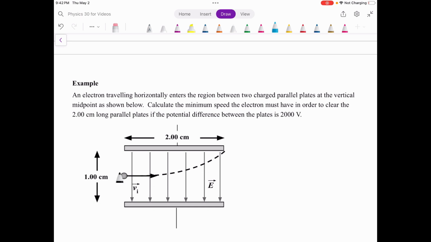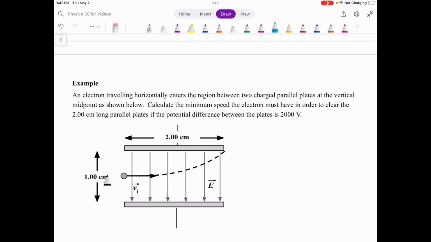Okay, so we've got here an electron that's traveling horizontally, and it enters the region between two charged parallel plates at the vertical midpoint as shown below. We want to calculate the minimum speed the electron must have in order to clear the 2 centimeter long parallel plates if the potential difference between them is 2000 volts. All right, well, let's not get overwhelmed here.